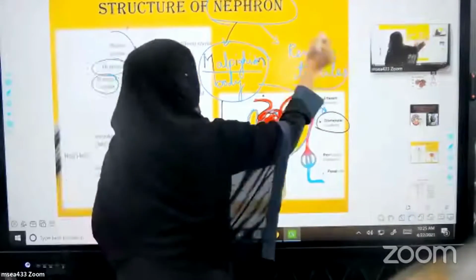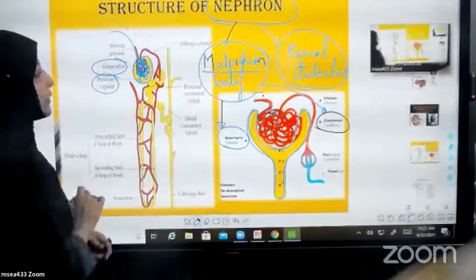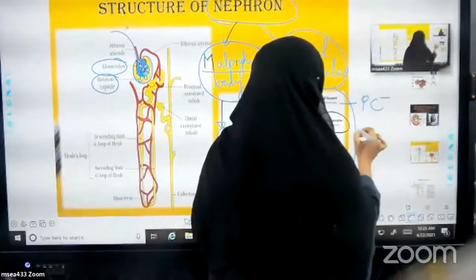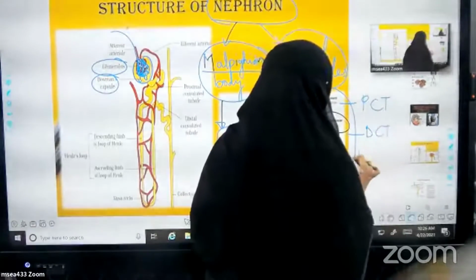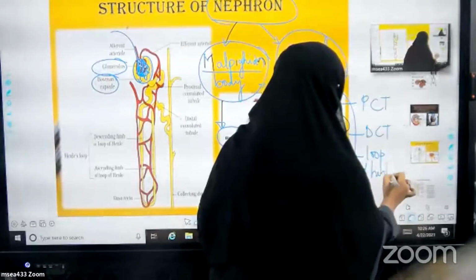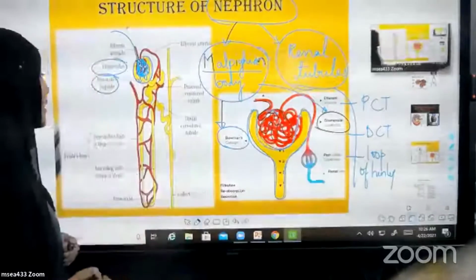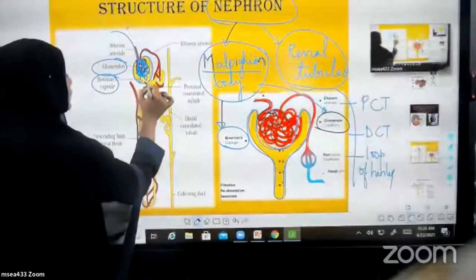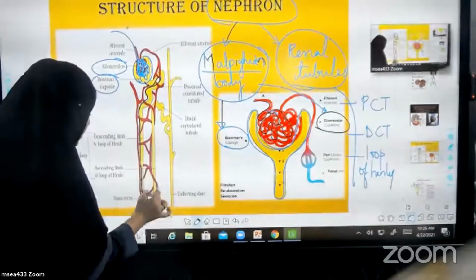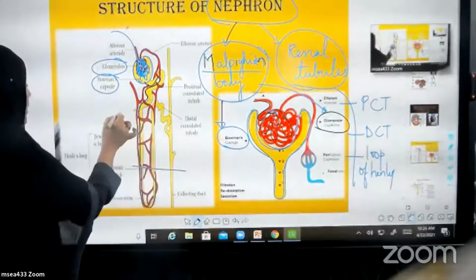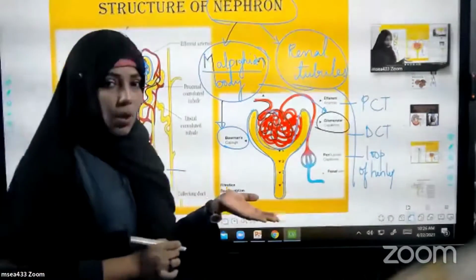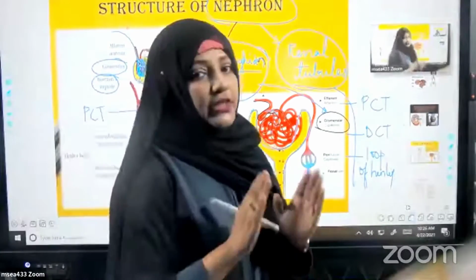Then we have renal tubules. The renal tubules are divided into three divisions: PCT, DCT, and loop of Henle. So you can see that right from the Bowman's capsule till the U-shaped hook-like structure is called PCT, that is proximal convoluted tubule, or the first convoluted tubule.